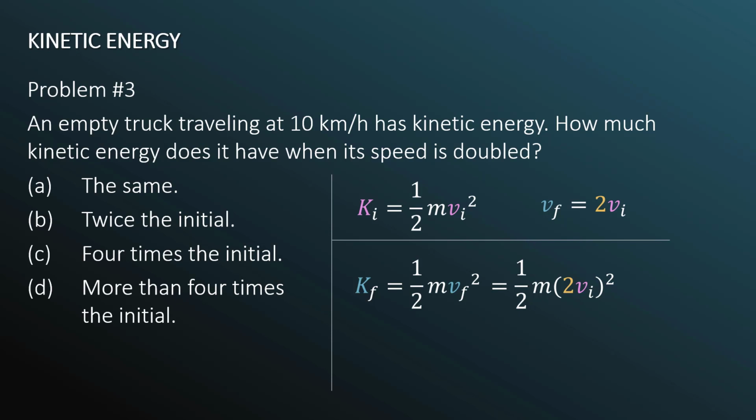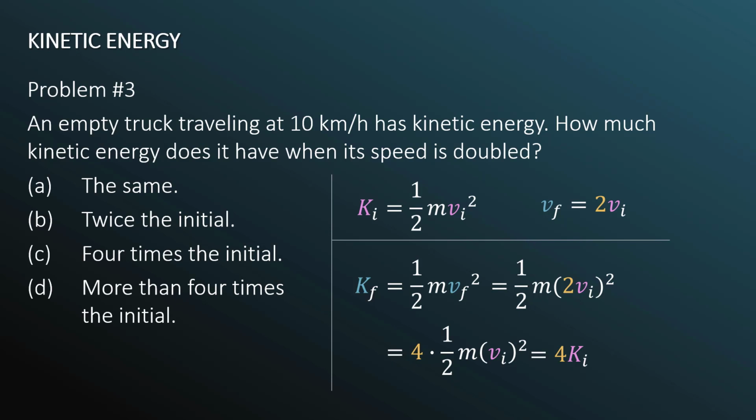And if we take that square and apply it to the 2 and to the vi, we get a 4. So that orange guy turns into a 4 because 2 squared is 4. And we have 1/2 m vi squared. 1/2 m vi squared is exactly the initial kinetic energy. And so we see that the final kinetic energy is equal to 4 times the initial kinetic energy. So if you double the speed of an object, you quadruple its kinetic energy.